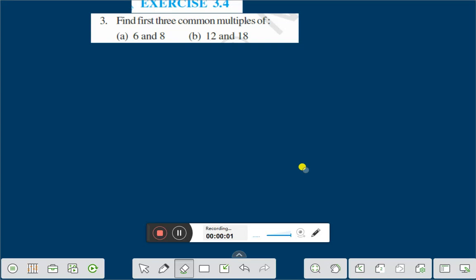Hello friends, today we shall discuss exercise 3.4 question number 3. Find first three common multiples of (A) 6 and 8, (B) 12 and 18.